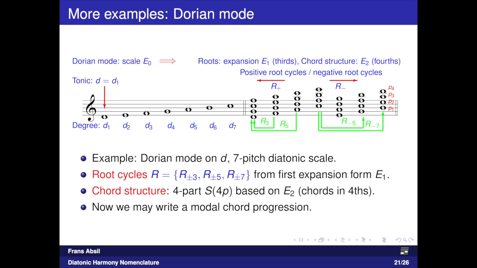Finally, I want to illustrate what happens when the Schillinger system of diatonic harmony is applied to a modal scale. Here, the Dorian mode, the D-Dorian mode, a 7-pitch diatonic scale. On the left we see the original scale in expansion E0. On the right I've combined two expansions. I will use expansion E1, the one in thirds, for the root movements, whereas the chord structures will be based on the second expansion E2, so we will get chords in fourths.